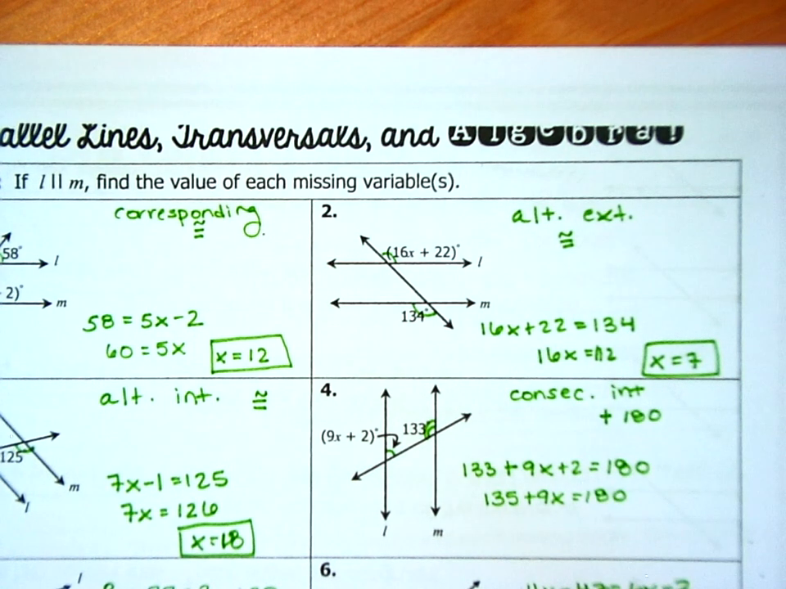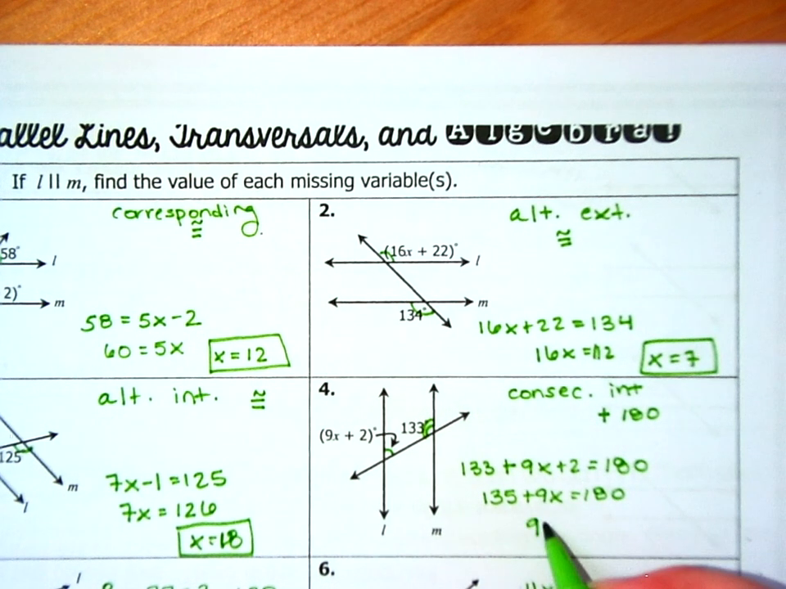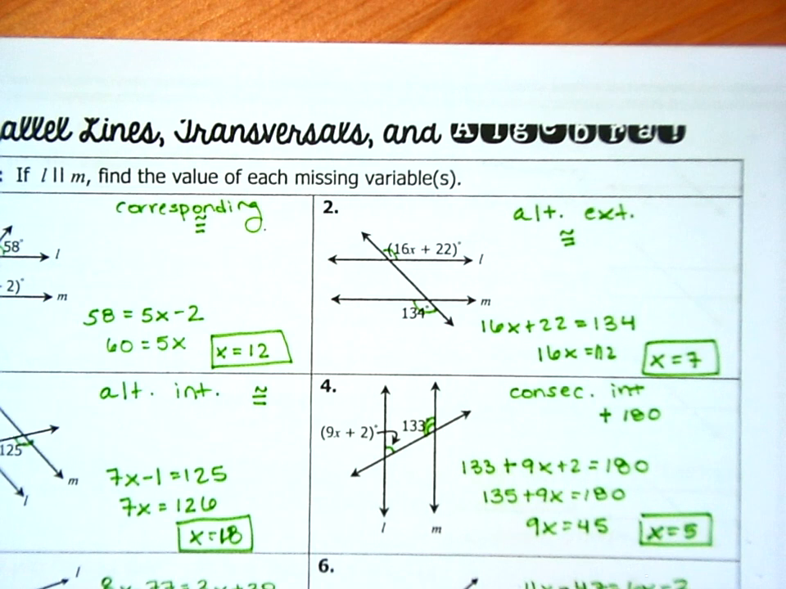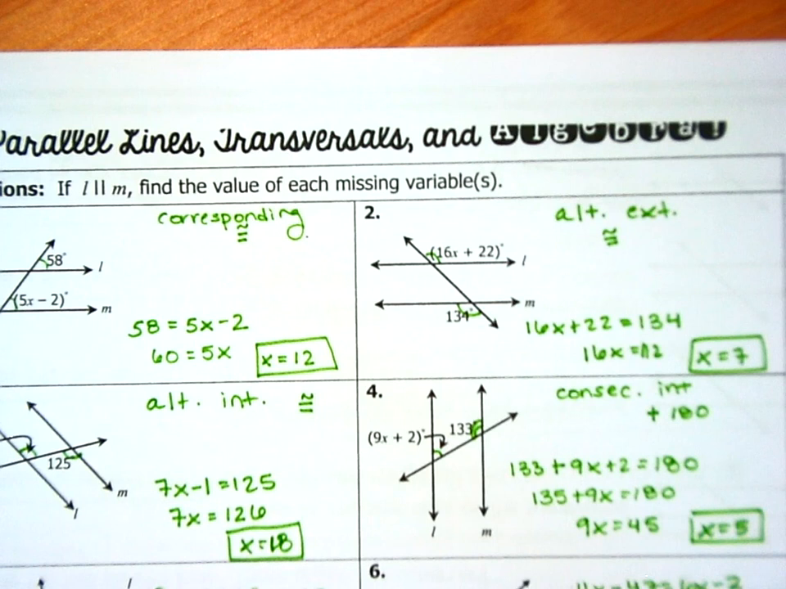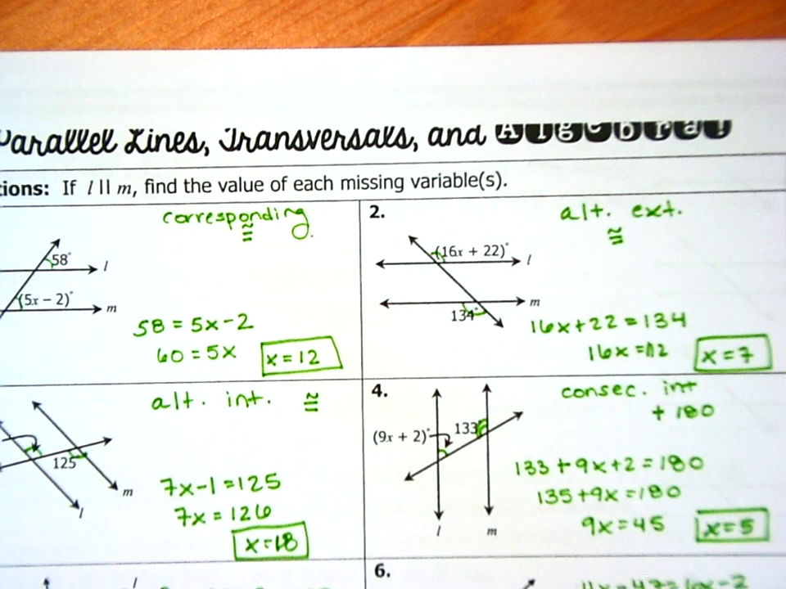I need to subtract 135 from both sides. So I need to do 180 subtract 135. And so then I'm going to get 9x equals 45. And that means that x equals 5. Okay. So I've got those 4 worked out. Again, pause the video if you haven't done the next couple on your own. Or if you have, we're going to move on.